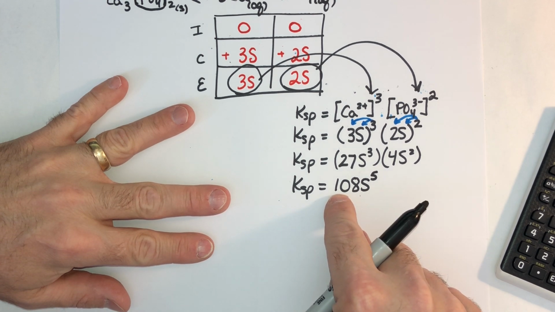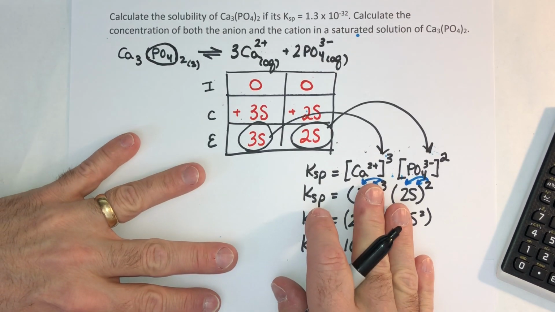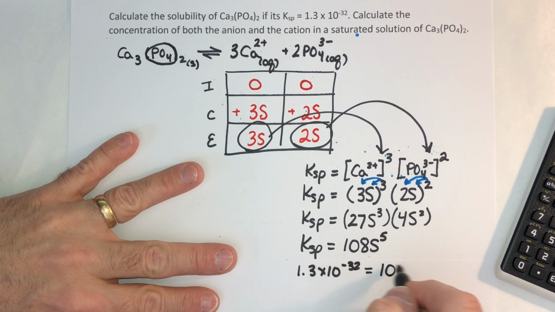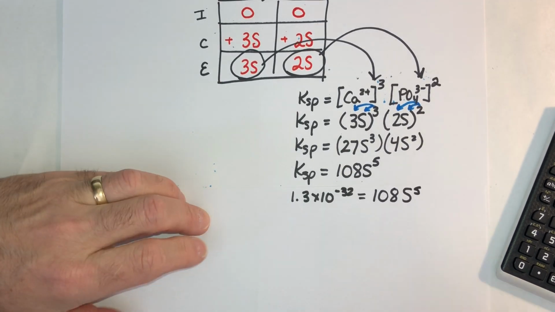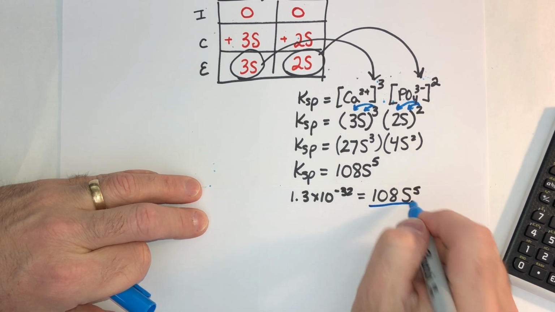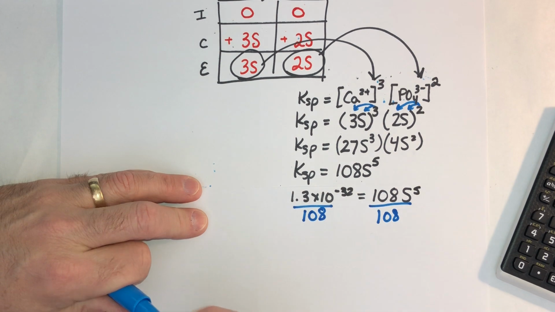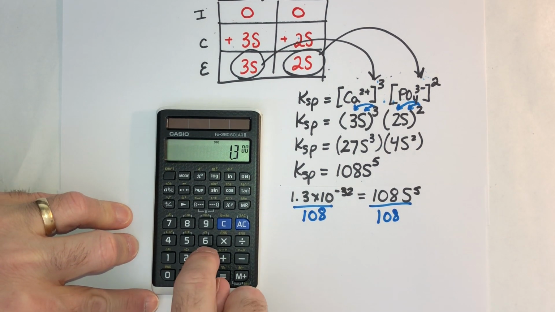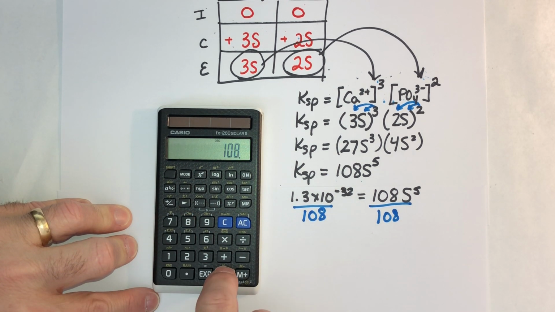I'm going to get rid of that 108 first, and then I'm going to get rid of that power of 5. So if we look up above, the value of Ksp was 1.3 times 10 to the minus 32. That equals 108s to the power of 5. Okay, let's move it up. You always move the number that's multiplied in front first. So I'm going to divide off the 108. 1.3 times 10 to the minus 32, divided by 108.